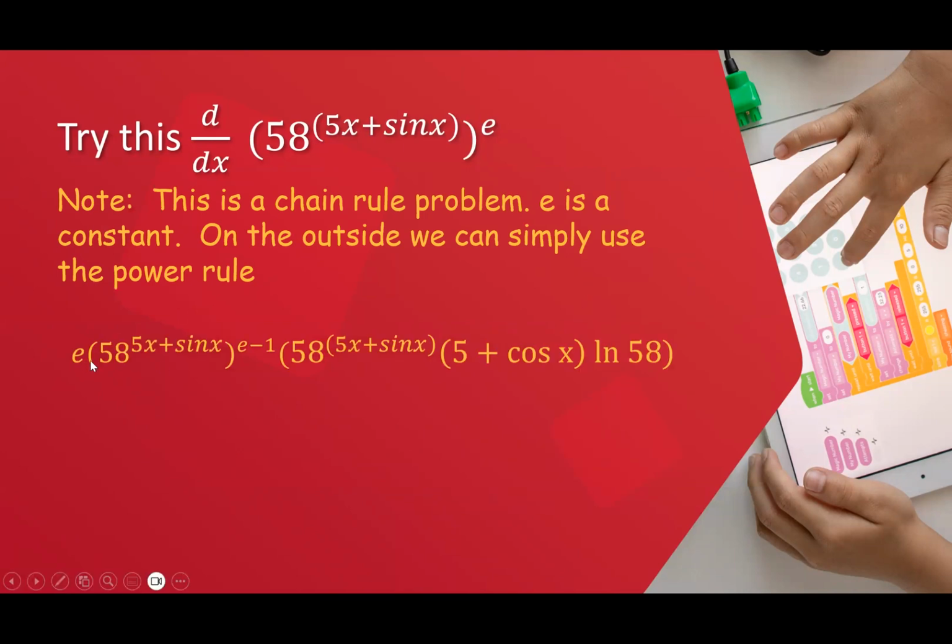We took the e, put it out in front, brought our whole function up, and subtracted 1 from the exponent. Then we do the derivative of the inside, which is 3 parts. The first part is what we started with. The second part is the derivative, 5 plus cosine of x. And the third part is the adjustment, natural log of 58. And that's all there is to do. Nothing else. Big old circle.